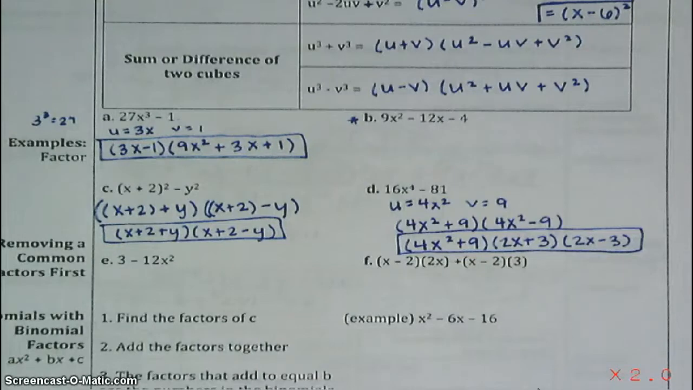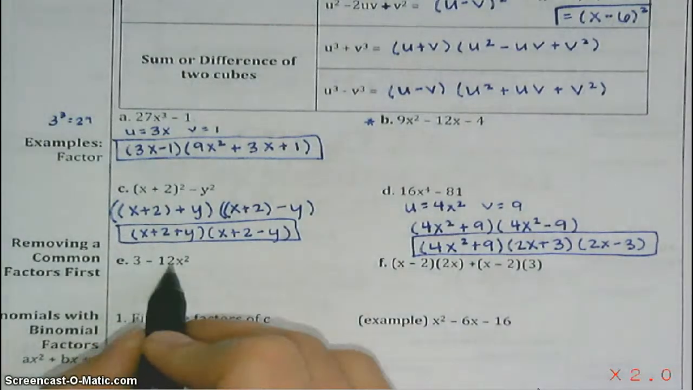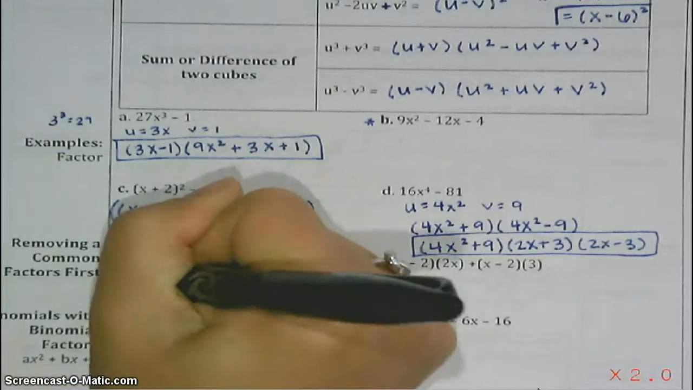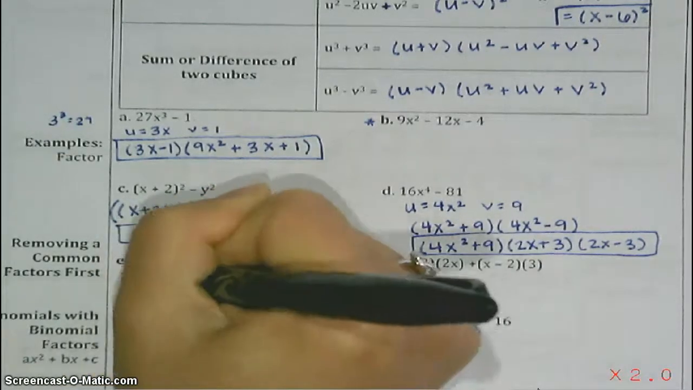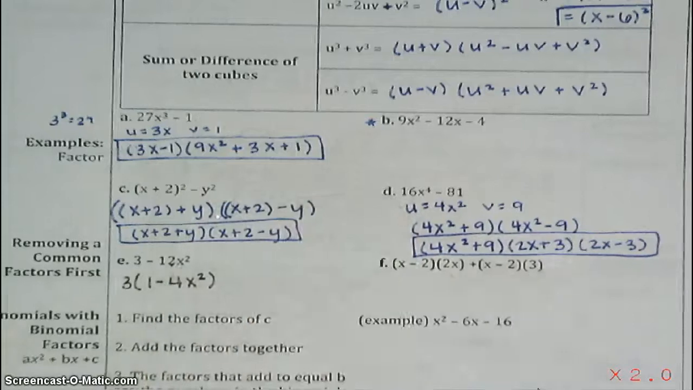E and F are a little bit different. We're going to be removing a common factor, which means that you're going to be looking at the first part of your polynomial and the second part. See if you can move common factors, common variables. For example, 3 and 12, you can both factor out a 3 from both of those terms, leaving you with 1 minus 4x squared in there.